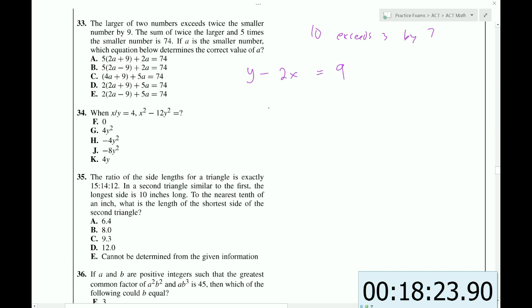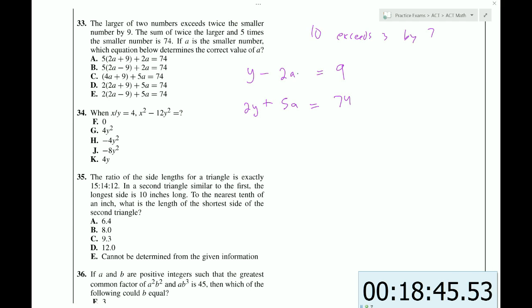If the sum of twice the larger and 5 times the smaller is 74, and a is the smaller. Okay, so I've been using x for the smaller, so I better use a. Which equation determines the correct value of a?